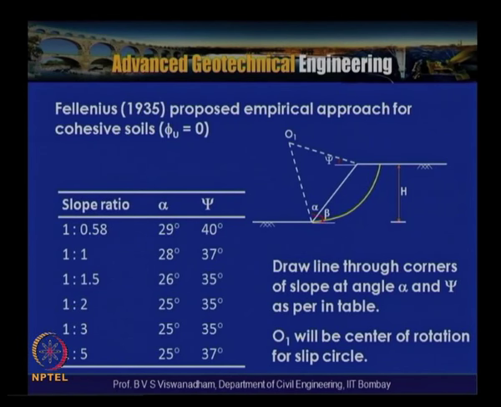Fellenius in 1935 proposed an empirical approach for cohesive soils, particularly for the undrained condition, with phi u equal to 0, that is soil with undrained cohesion Cu, and different slopes like 1 vertical to 1.5 horizontal, 1 vertical to 0.58 horizontal, 1:2, 1:3 and 1:5, with angles alpha and psi, where beta is the slope inclination. Draw lines through the corners of the slope at angles alpha and psi as per the table, and O1 will be the center of rotation. This is one of the conventional methods.